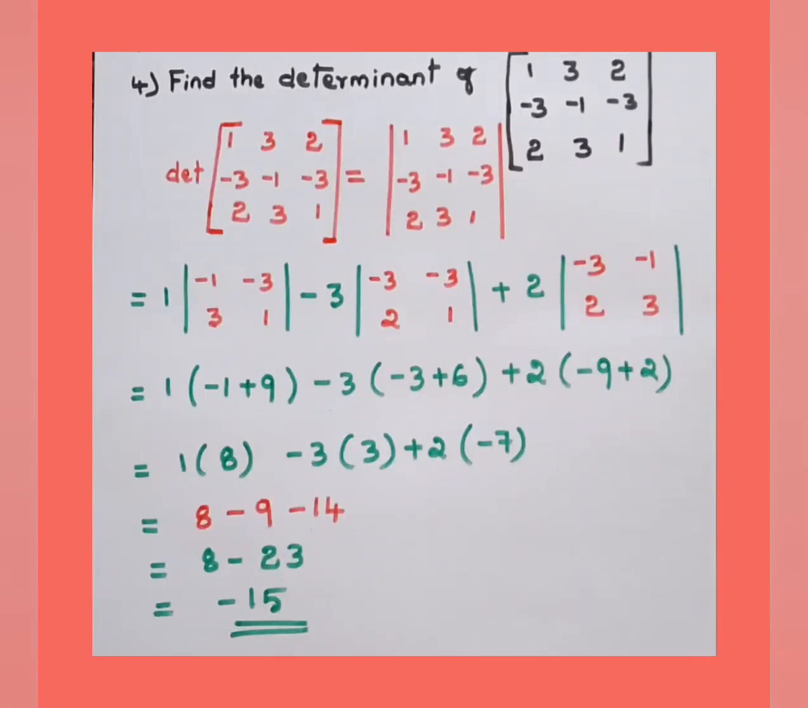We shall move to another sum to find the determinant of the given matrix. Here 1, 3, 2, minus 3, minus 1, minus 3, 2, 3, 1. Matrix is given. So determinant of the matrix, how do we write? Determinant of this matrix is equal to, with the determinant sign, we write all the elements. Again I am repeating, if it is for descriptive type, you can write this and explain. If not, you can directly calculate it.